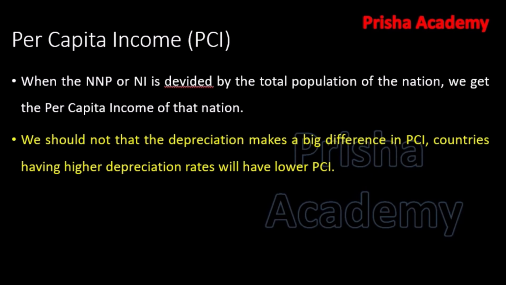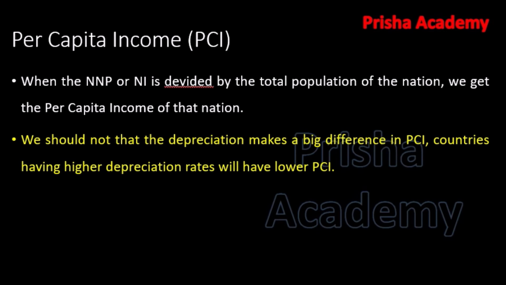Now comes the per capita income. When the NNP or net national income is divided by the total population of the nation, we get the per capita income of the nation. So NNP divided by the total population of the nation is equal to per capita income of the nation. We should note that the depreciation makes a big difference in PCI.